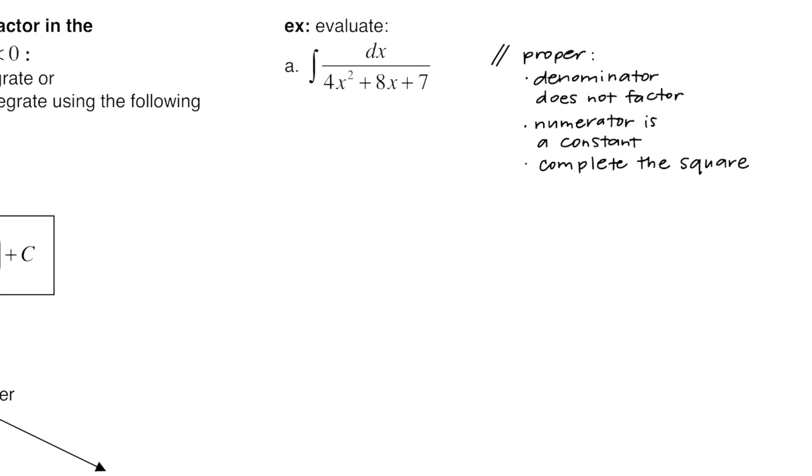This example says the integral of dx over 4x squared plus 4x plus 7. So if you check the denominator, it doesn't factor. So I just wrote that the denominator does not factor. Next, we check the numerator. The numerator is a constant. Technically, it's the value 1. So I wrote numerator is a constant.